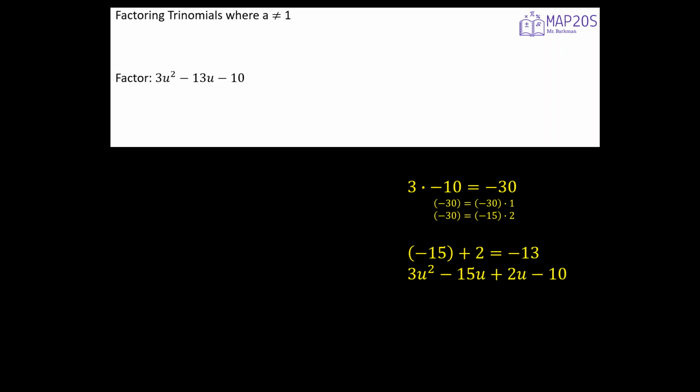All right, 3u squared and negative 15u. We can factor out a 3u, and we're left with u minus 5. The 2u and the 10, we can factor out a 2, and we're left with, again, u minus 5. So our final answer will be u minus 5 and 3u plus 2. So there is another example of our work.